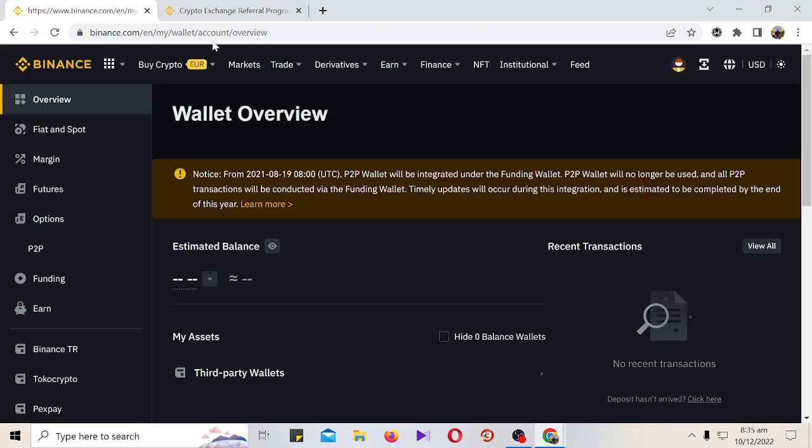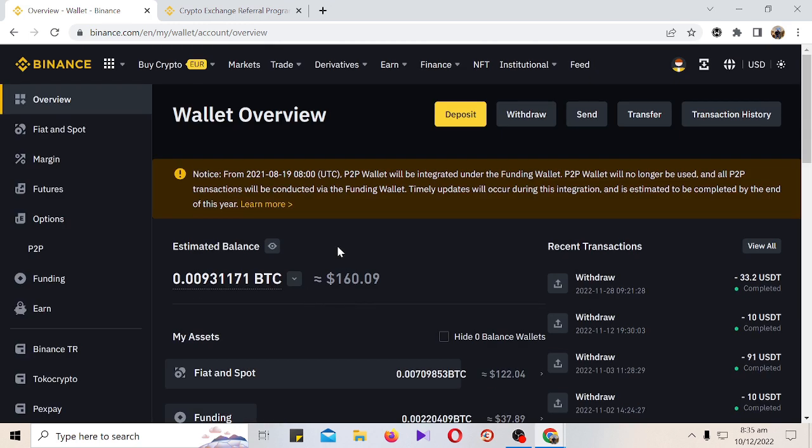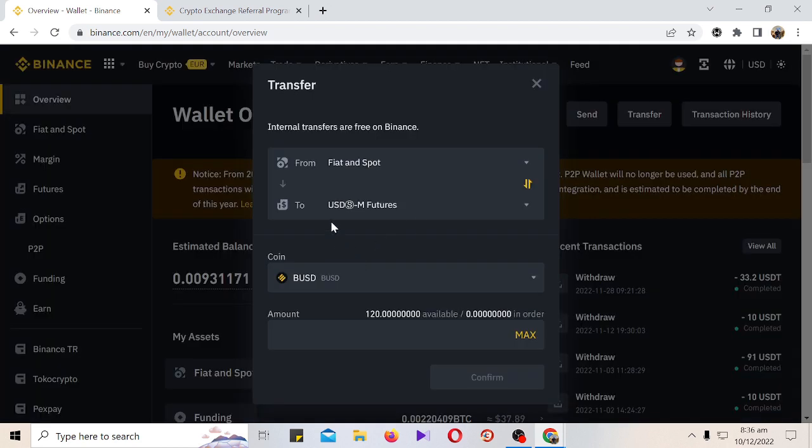Once we click on overview, the next thing that we want to do is click on transfer. If you are on your overview, just click on transfer. Now we are going to transfer some cryptocurrency to our spot wallet so that we can use it to trade futures on Binance.